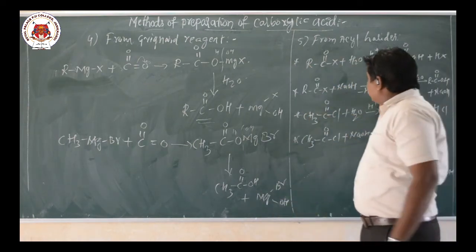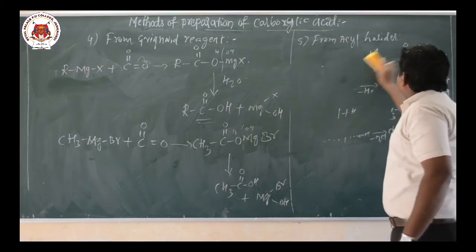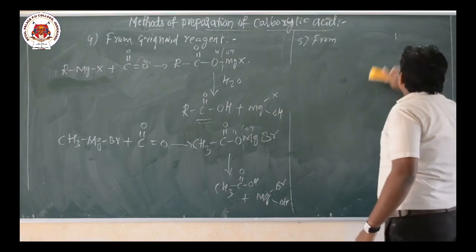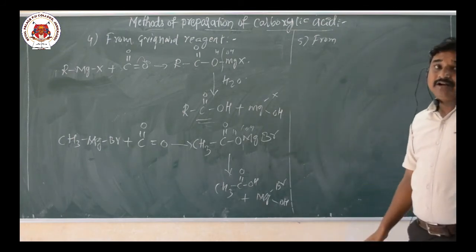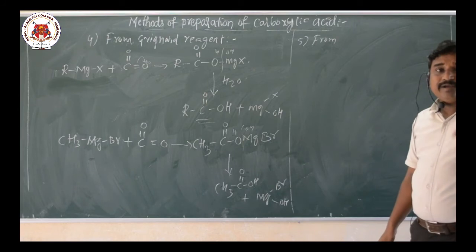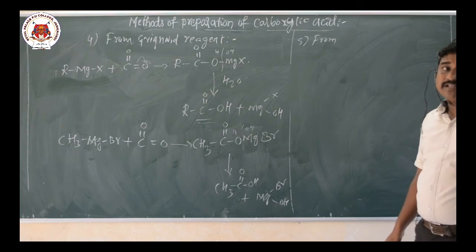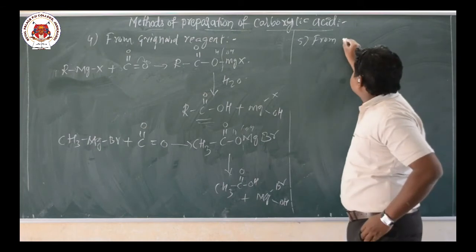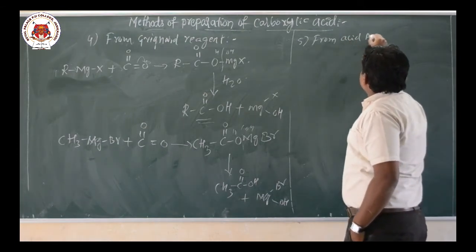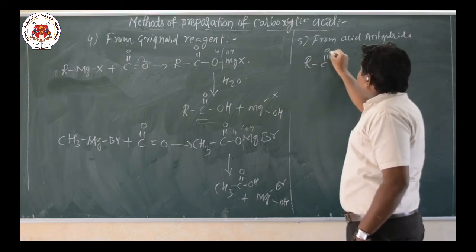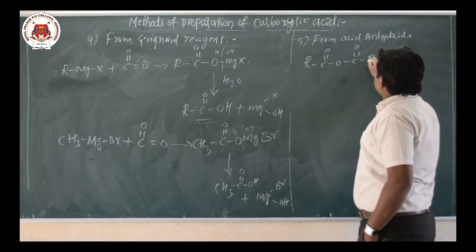So next one, from acid anhydride. From acyl halide, you know that the acyl halide undergoes hydrolysis in presence of acid, that gives carboxylic acid. When the acyl halide reacts with the base, there is a formation of salts of carboxylic acid, which on hydrolysis gives acid. Okay, so the next one, from acid anhydride. I will write the general reaction of anhydride. So this is an anhydride general formula.